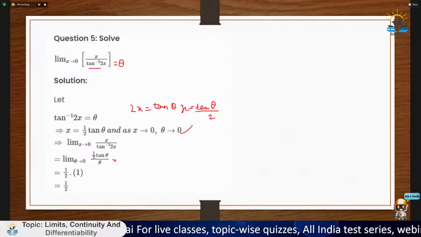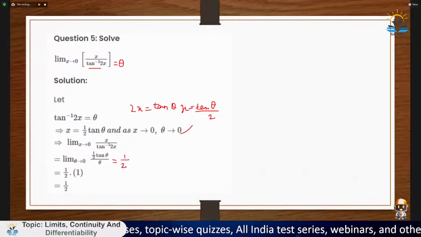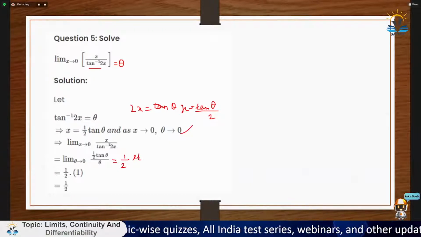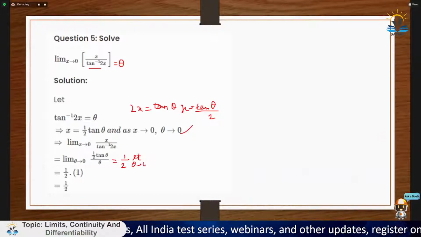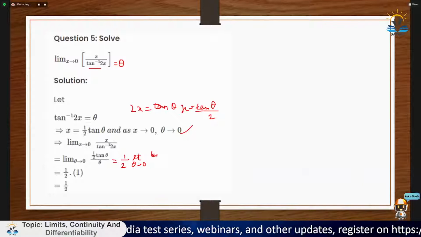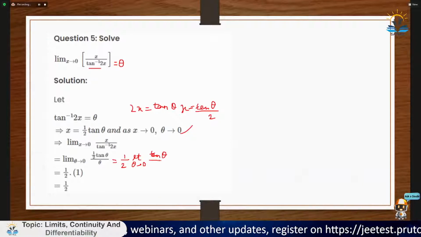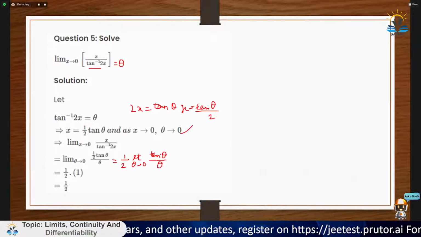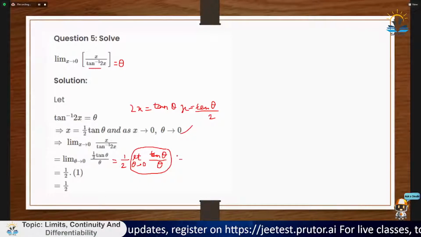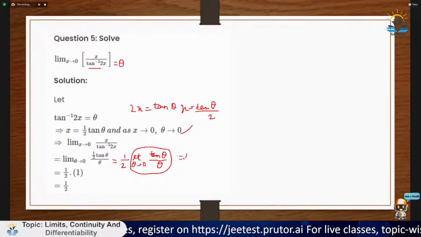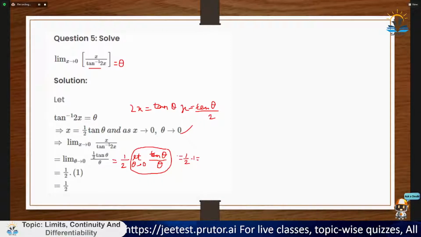You can write this thing as, I've told you the scalar will come out. So the scalar came out, and you are writing half limit of theta tending to 0 tan theta by theta. And this limit I just told you in the results. This is your standard limit, and this limit is equal to 1. So this thing is equal to half multiplied with 1. So your answer is equal to half.